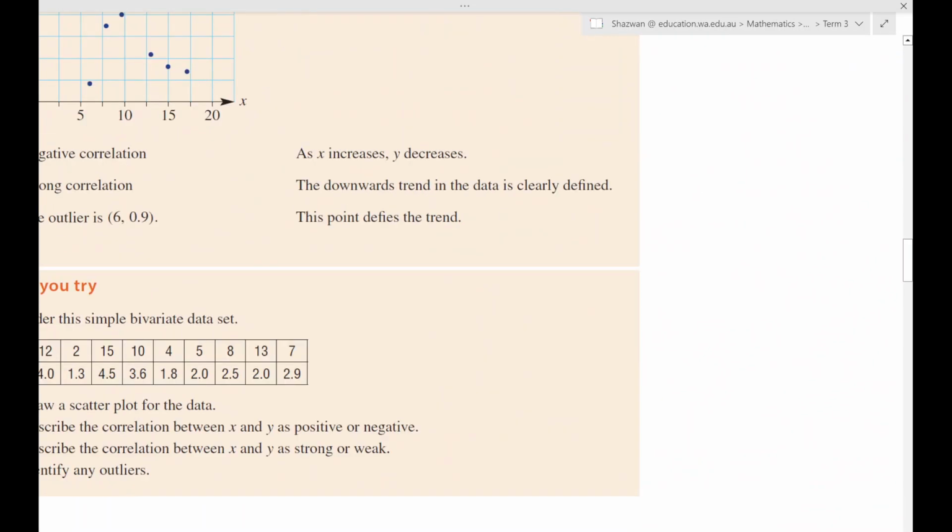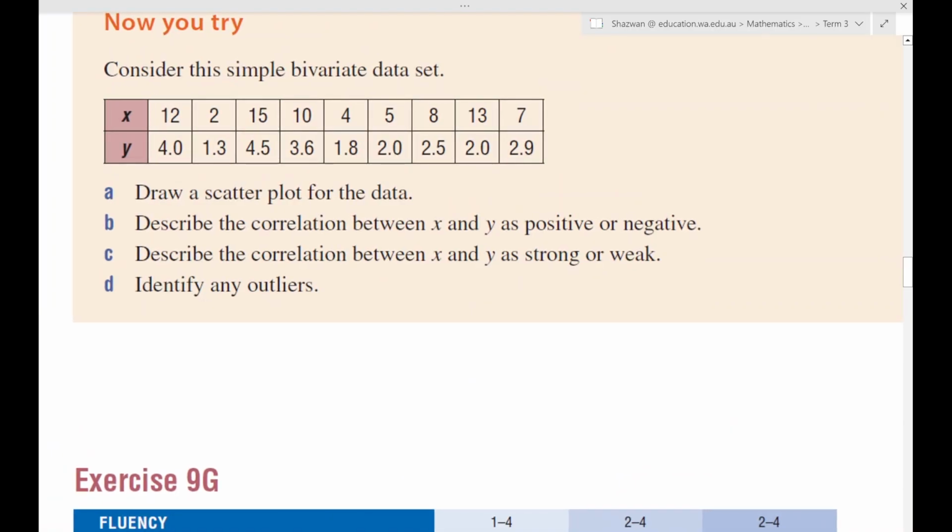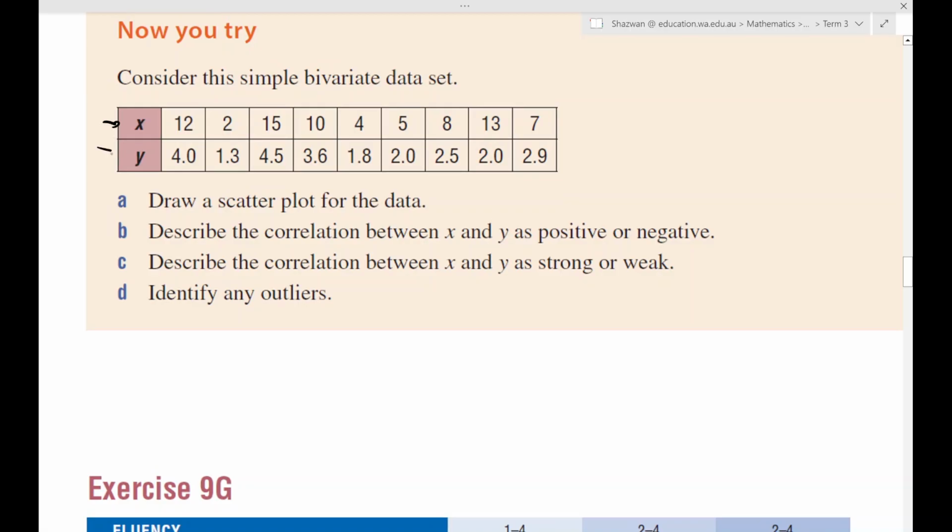Okay, so just a quick example. Here's a set of bivariate data. We've got two variables, x and y. We need to draw a scatter plot of this data, describe the correlation as either positive or negative, describe the correlation as strong or weak, and identify any outliers.